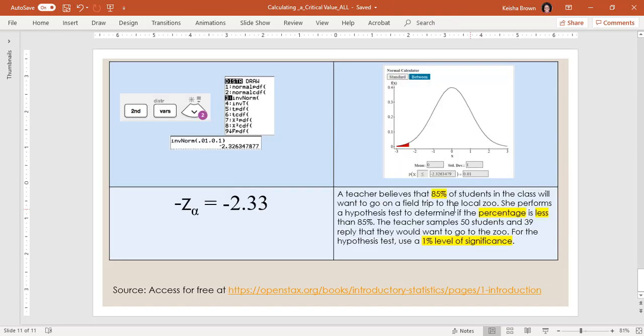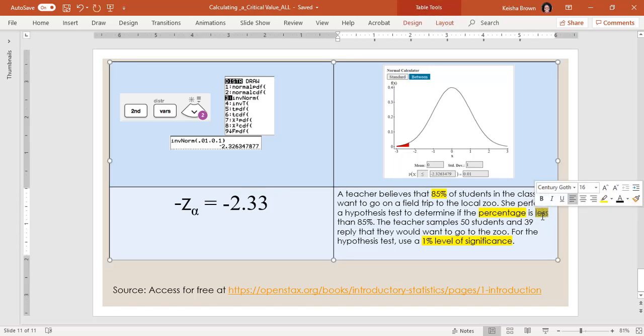Last but not least, is this a mean or a proportion? It's a proportion. You have a percentage here. A teacher believes that 85% of the students in the class want to go on the field trip. Since this is a proportion problem, that automatically lets you know you're working with the standard normal distribution. In your calculator, second vars, inverse norm, and StatCrunch, stat, calculators, normal. And you need to know what type of tailed test this is. She performs a hypothesis test to determine if the percentage is less than 85%. So less than means a left-tailed test.